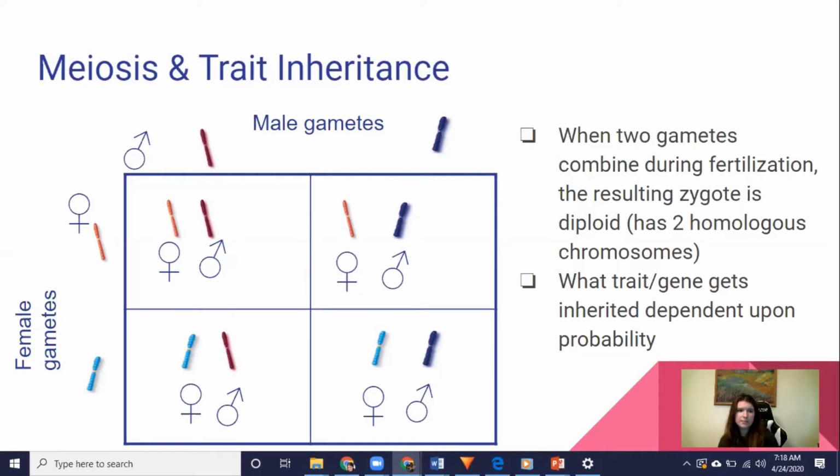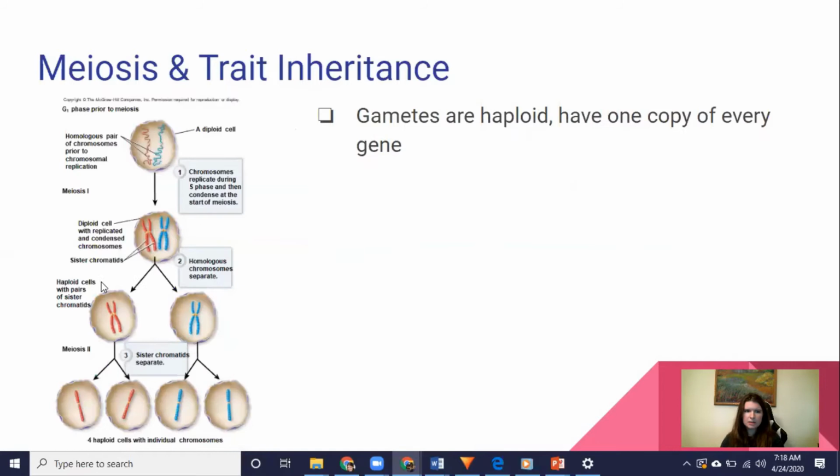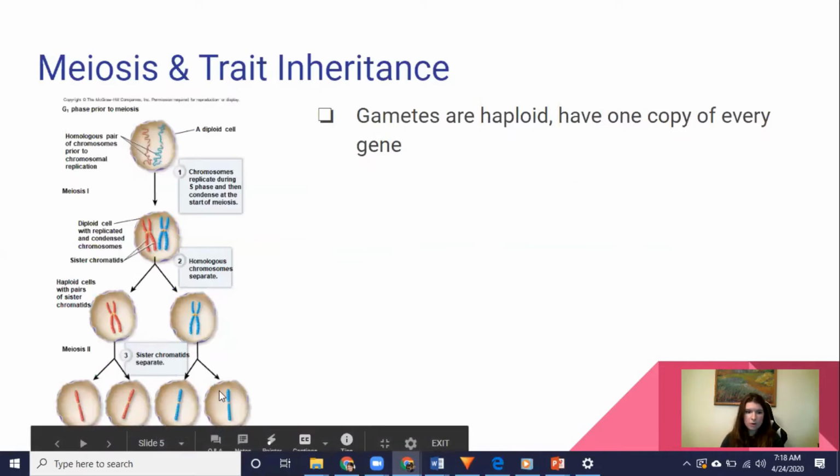So what I've done here is on the left, we've drawn out the two versions of the chromosome that the cell could pass down, the female parent, let's say. I'm gonna flip back to the previous slide for a second. So we see that although there are 4 cells at the end of meiosis 2, 2 of them are copies of each other. So 2 of these 4 gametes, or 50% of the gametes, have this red allele. 50% of the gametes have this blue allele.